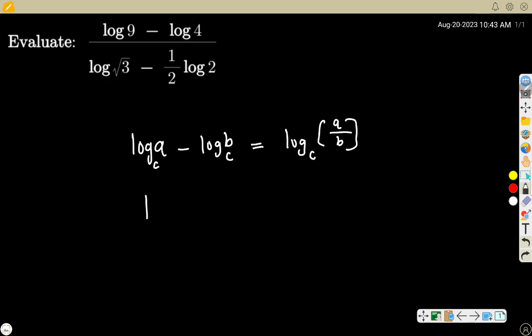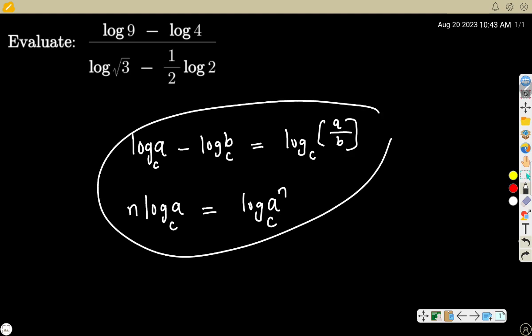And again, if I have n log a base c, this will be equal to log a raised to power n base c. That is, this n will come to the power on a, so it now becomes log a raised to power n base c. So we are going to apply these two laws.